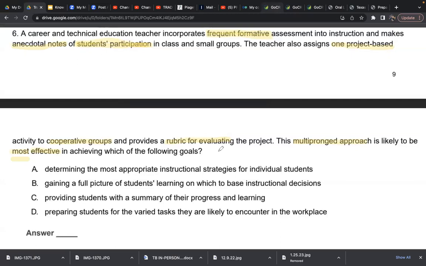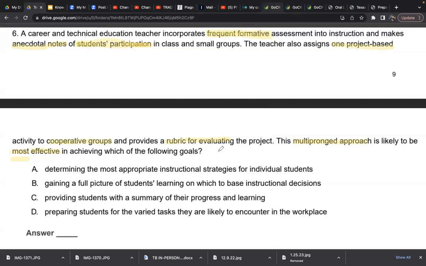So can you read those answer choices for me? A, determining the most appropriate instructional strategies for individual students. B, gaining a full picture of students' learning on which to base instructional decisions. C, providing students with a summary of their progress and learning, and D, preparing students for the varied tasks that they are likely to encounter in the workplace.